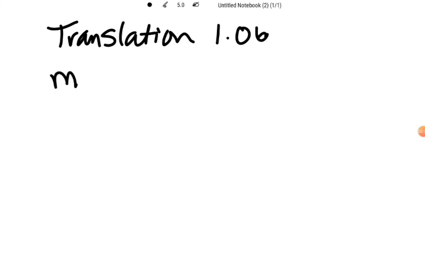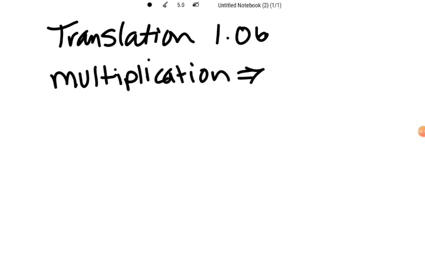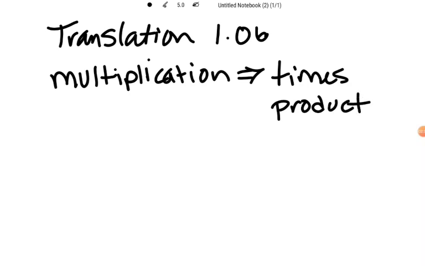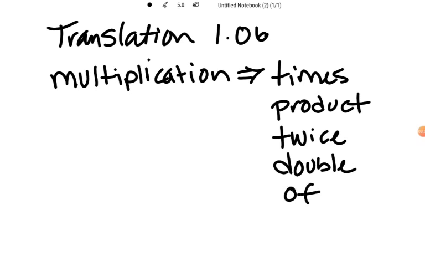Now we'll go into multiplication. Okay, so when you see these words, I want you to multiply. So times, product, twice, double, and of. Okay, so any of these words will mean that you are going to multiply.